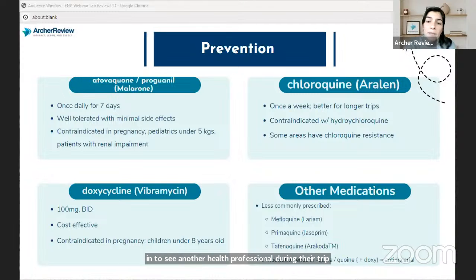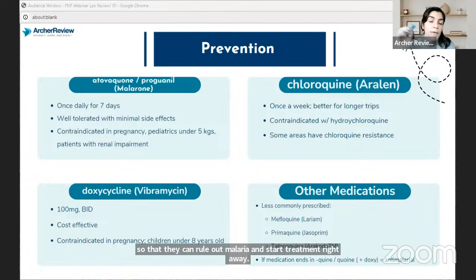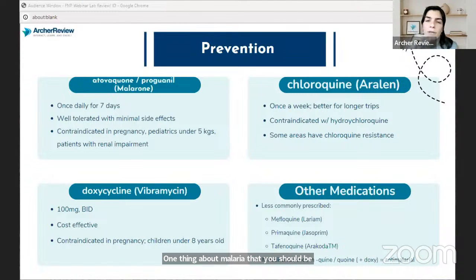One thing about malaria that you should be aware of and always have in the back of your mind when a patient comes in is that some variants can be dormant for months to years. So if a patient has traveled to these areas with a high prevalence of malaria, you always want to have it in the back of your differentials.